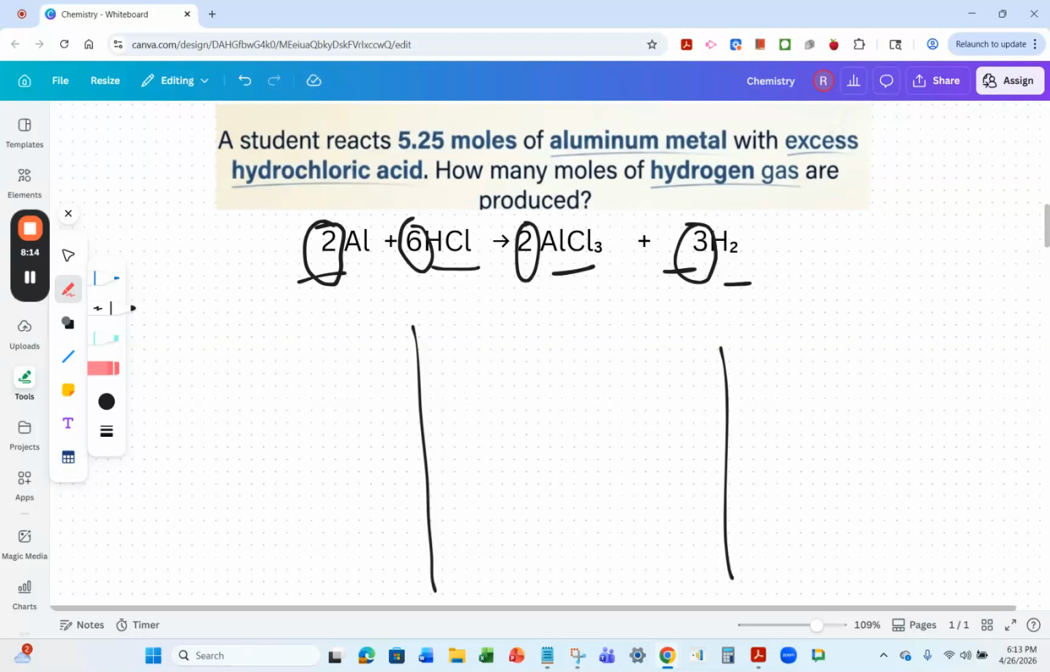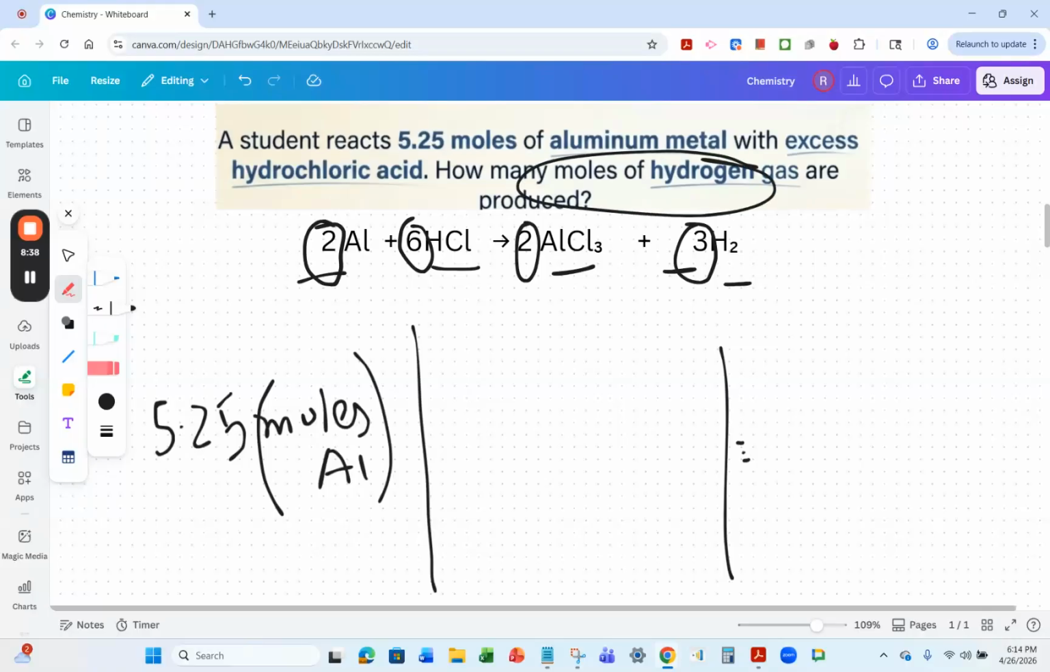So what do you know in the first column? So I know 5.25 moles of aluminum metal. Make sure to write down units with the formula. Otherwise, you will be confused about what should go in the middle column. What do you want to find? I want to find moles of hydrogen gas. So this is my third column.